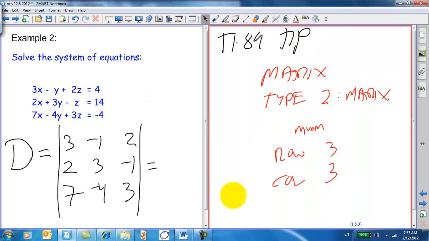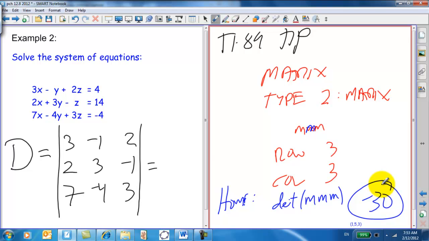Okay, now you go back to your home screen and just type in DET, MMM, or whatever name you used to save your matrix, and I get an answer of negative 30. Now, it's easy enough to edit this, so you've got negative 30 for D.